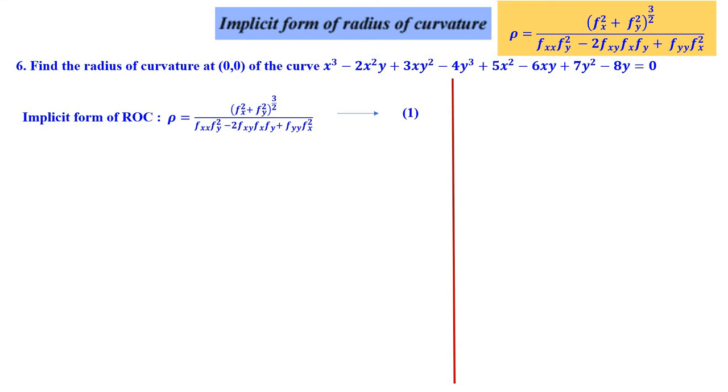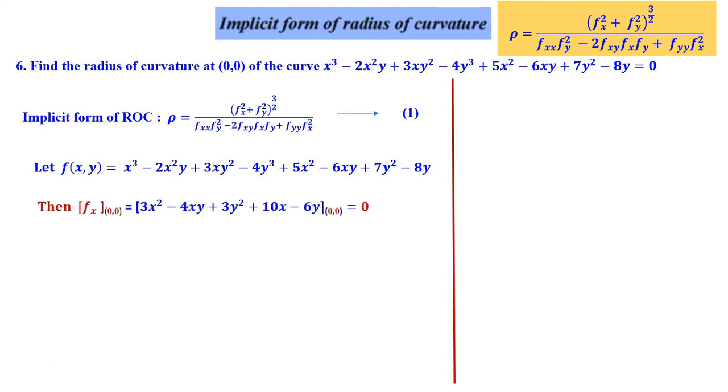Now you consider the given expression as f of xy. Then you partially differentiate with respect to x and evaluate that at 0, 0. So when you differentiate this partially with respect to x, you get 3x square minus 4xy, 3y square, and then you don't have x here. Here it is 10x, here it is minus 6y, you don't have x here and here. And at the point 0, 0, all of them contain x or y, so the answer is 0. So fx evaluated at 0, 0 gives you 0.